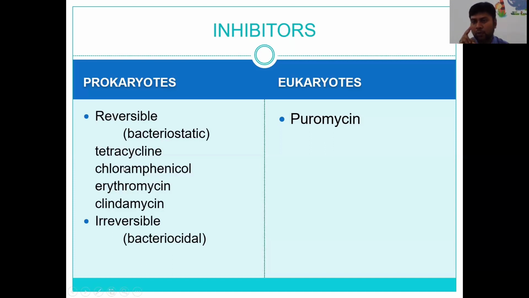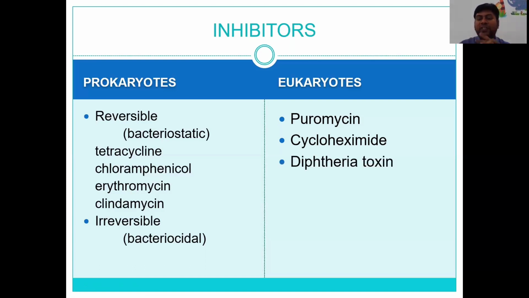This is in prokaryotes, whereas in eukaryotes, it will be inhibited by cycloheximide. Next, the third step is translocation. That will be inhibited by erythromycin and clindamycin in prokaryotes, whereas it is inhibited by diphtheria toxin in eukaryotes. Finally, the best example of an irreversible inhibitor is streptomycin, which inhibits the initiation process of translation. So that's it about the translation process.